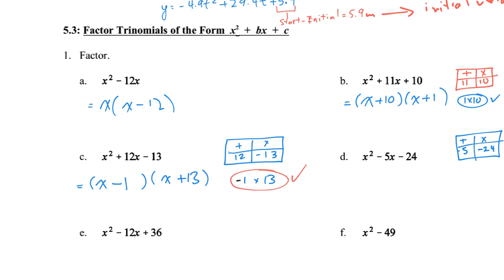All right, so two numbers that multiply to 24. Let's just go through a bunch of them. So we got 1 times 24, 2 times 12, and then we also have 3 times 8, and we also have 4 times 6.